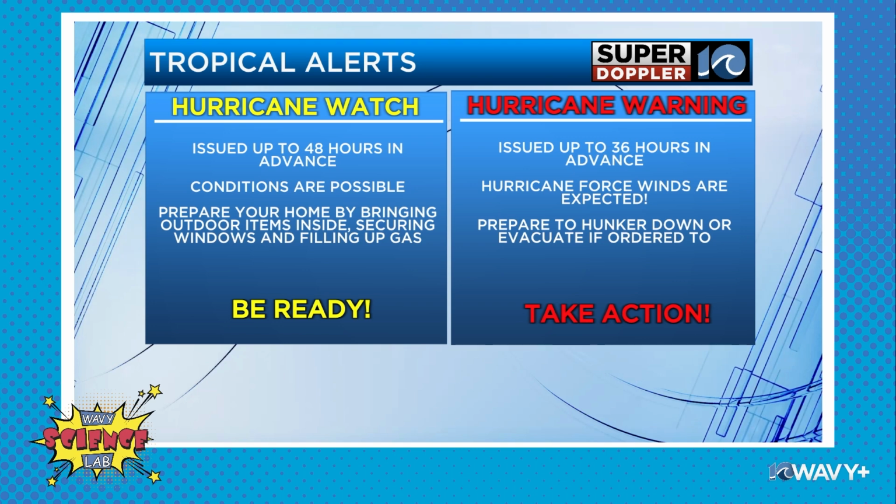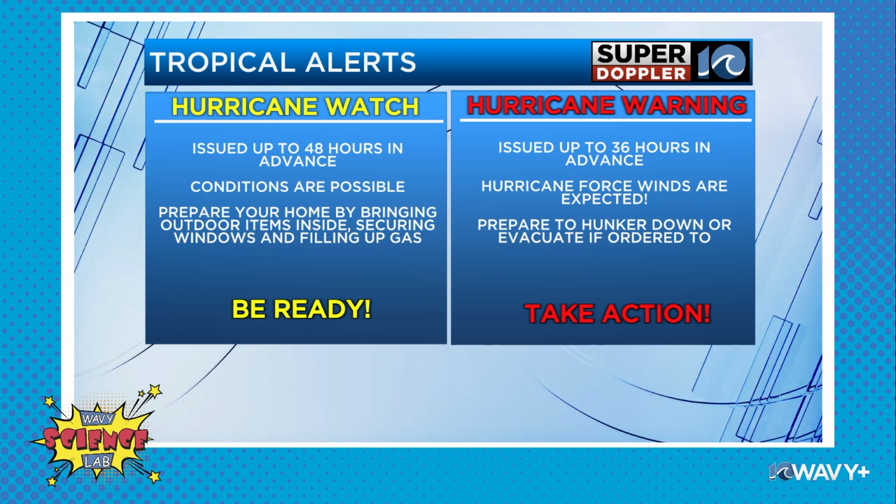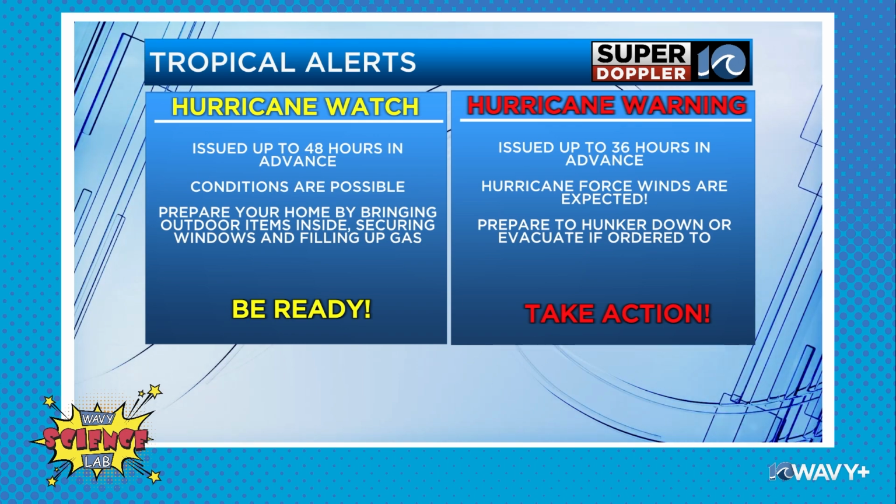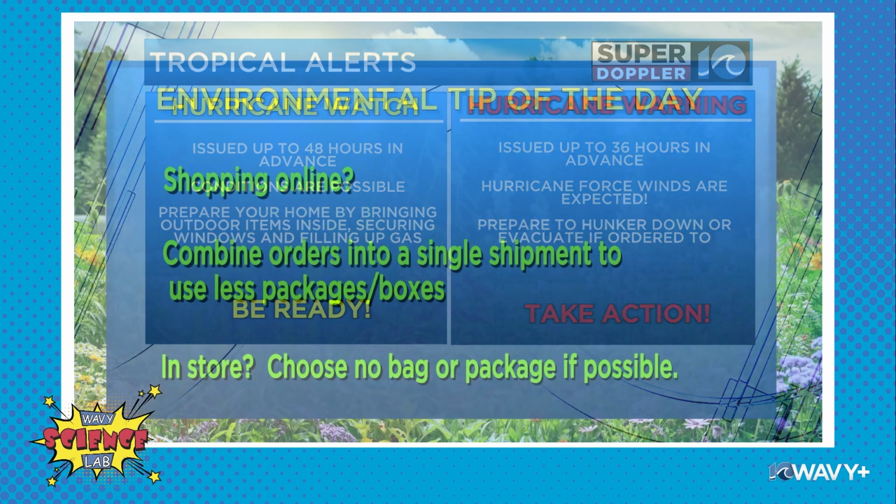And then you get a hurricane watch issued up to 48 hours in advance. Conditions are possible. Prepare your homes, get things ready. But you get a hurricane warning in 36 hours. That's bad stuff. I mean, the hurricane force winds are expected or likely, and so it's time to sink or swim. Maybe that's not the best analogy, but prepare to hunker down if you're ordered to evacuate.